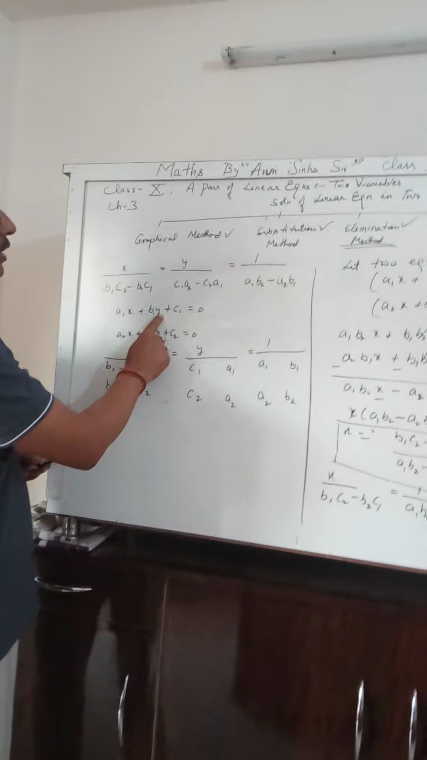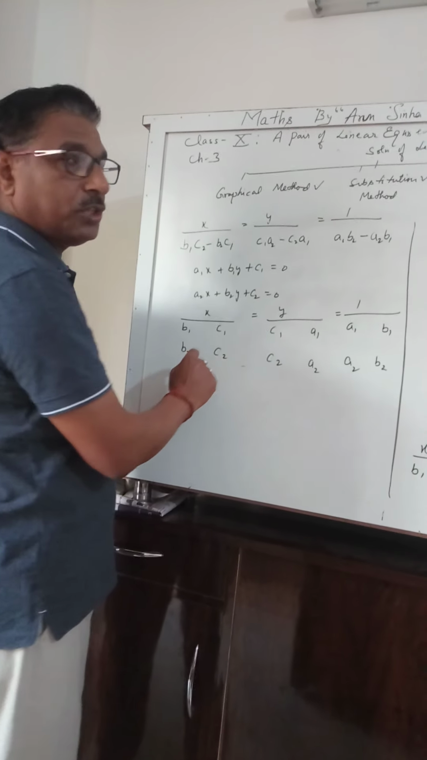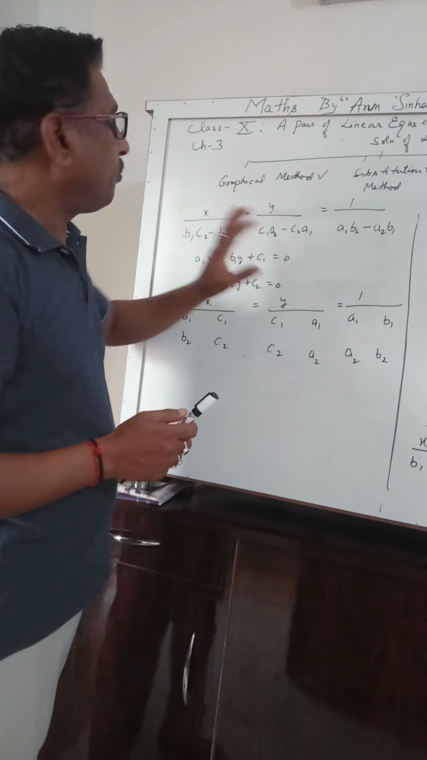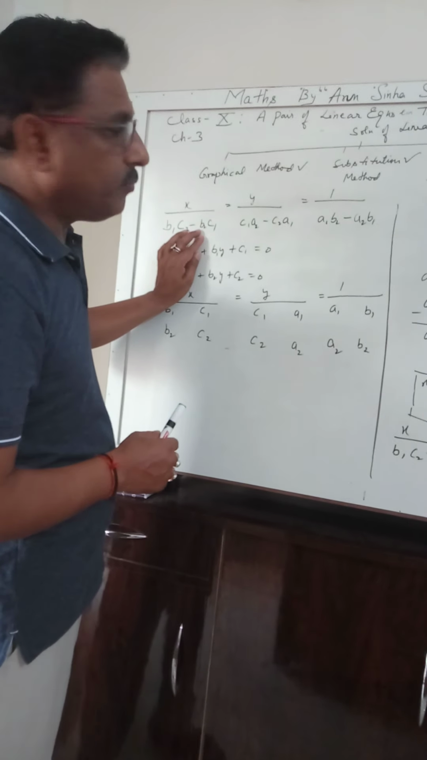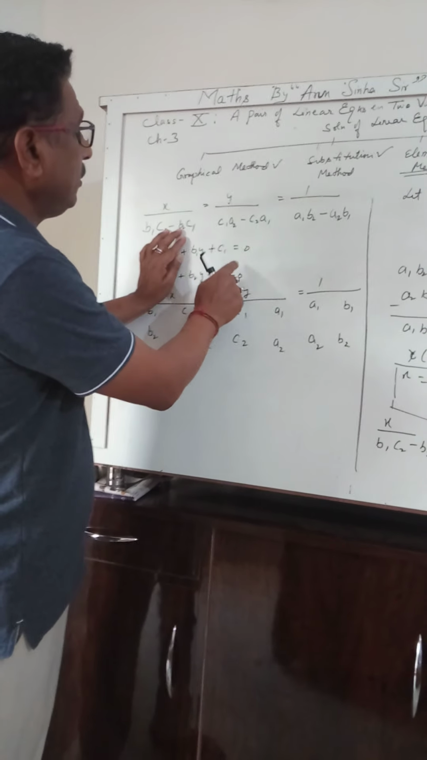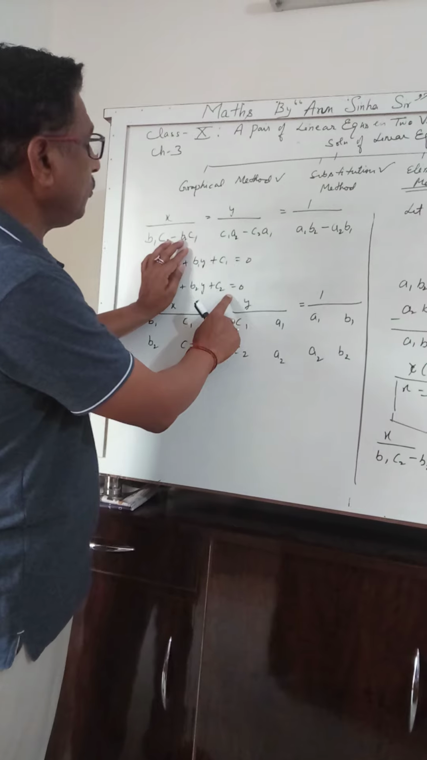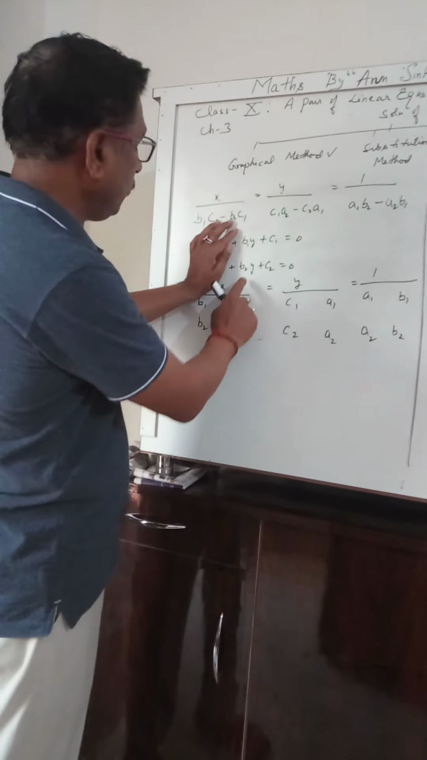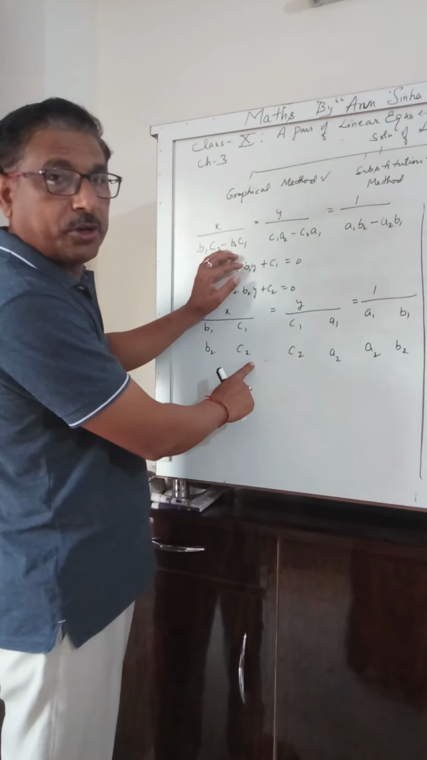a1x plus b1y plus c1 equal to 0, a2x plus b2y plus c2 equal to 0. Now in short, we are putting everything in a very short form. You just hide the x term. What will you get? If you hide it, you will get these terms: b1y plus c1, b2y plus c2. So you put it in this proper form: b1 b2, b1 b2 and c1 c2.